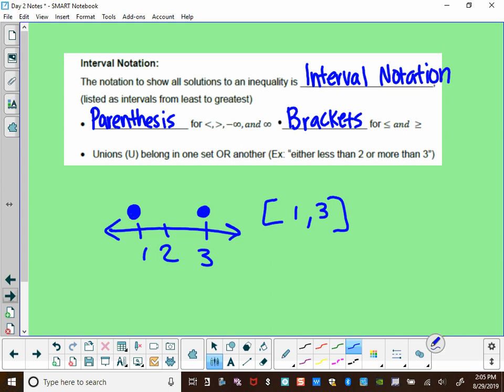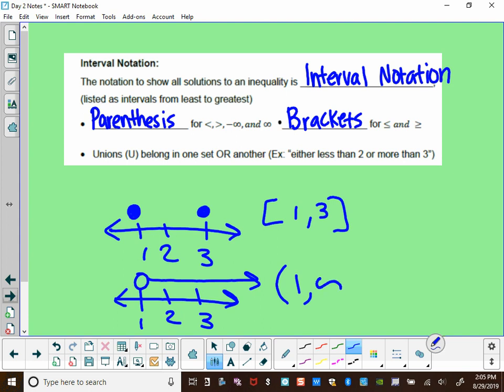That's basically saying what my graph is. Okay? If I have a number line, and let's say I go from 1 towards my arrow, this is filled in, right? That means that that number is included. That's why I have a bracket. This is an open circle, right? It needs to have parentheses. So that would be 1 to infinity.